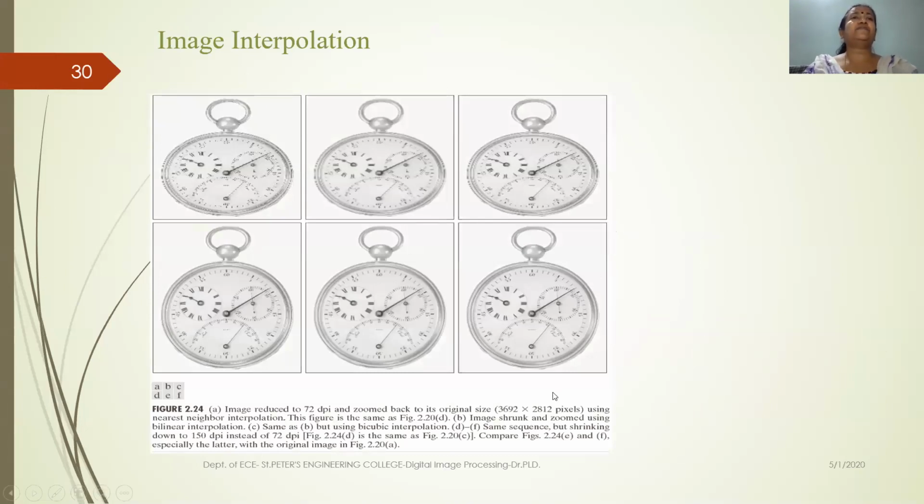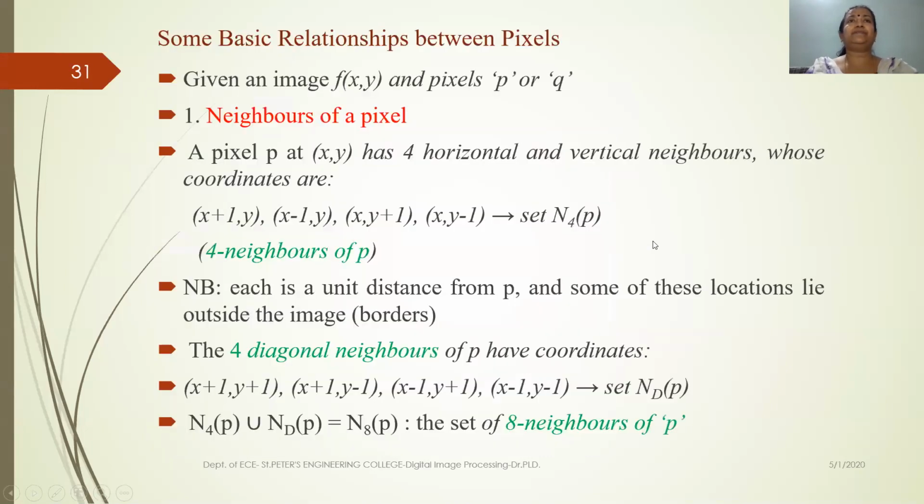These are observations of interpolation, with a 72 dots per inch image zoomed to the size 3692 by 2812 pixels using nearest neighbor interpolation. Of course, the interpolation concept is not in your syllabus, but this shows that with this interpolation concept there is a chance to reconstruct the original image even from 72 dots per pixel. Let us observe what those are.